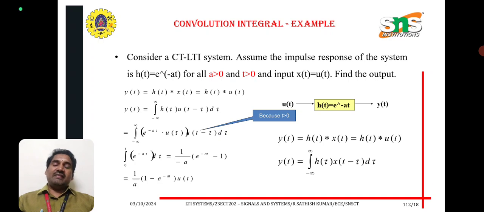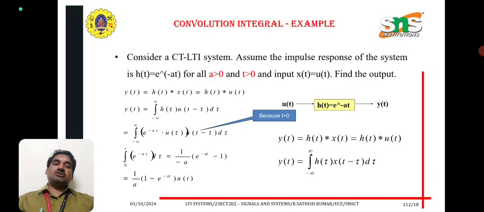While applying the convolution integral, the integral over minus infinity to plus infinity of h of tau into u of t minus tau, we can get the function as 1 divided by a into 1 minus e power minus at into u of t. While applying the unit impulse function to e power minus at, we can produce the output as y of t.